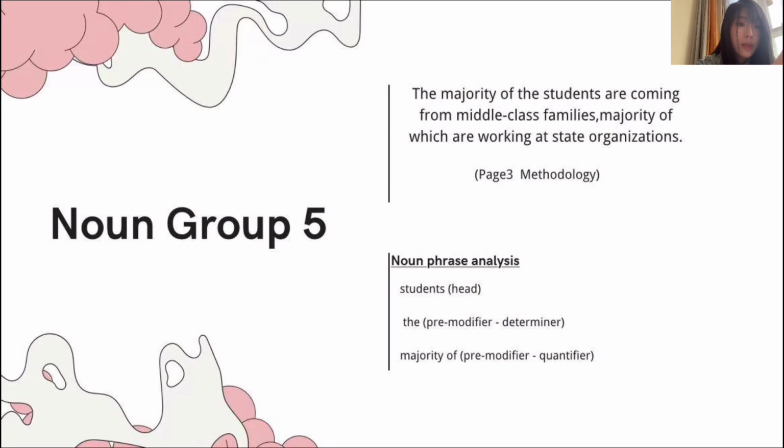The majority of is a qualifier describing a specific quantity. In the example, majority of directly modifies the main word students. It can be seen that the use of pre-modifiers in a sentence can save words. Okay, that's all. Thank you.